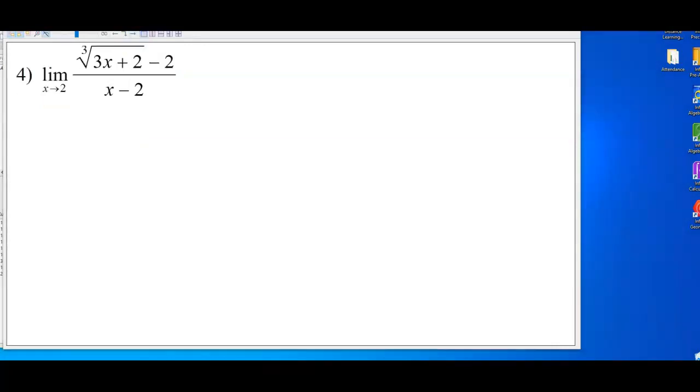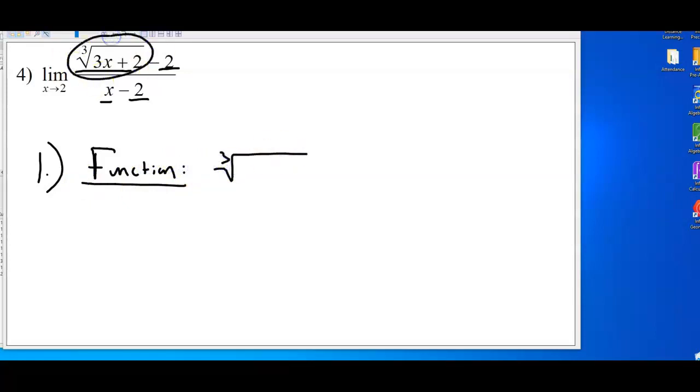So, once again, on number 4 here, we're not looking at just any old limit. I see an f of x minus f of c over x minus c pattern here. So this represents a limit definition of a derivative. And this represents the derivative of what function? This piece right here. So it's the cube root of 3x plus 2. And at what value are we finding the derivative? At x equals 2.